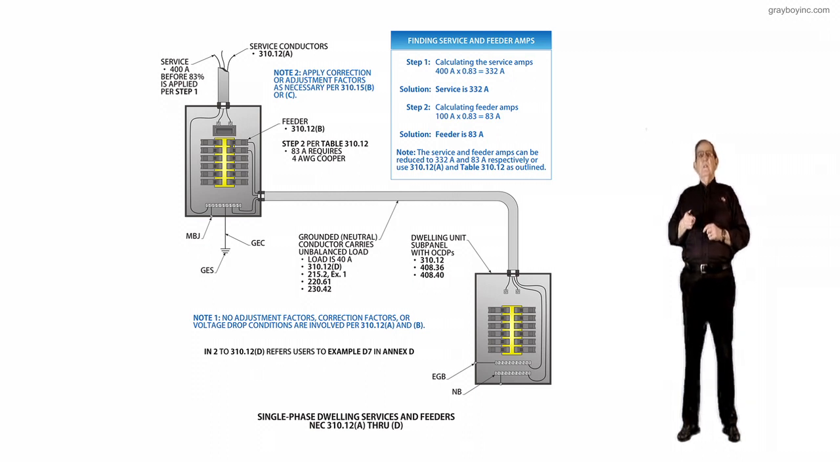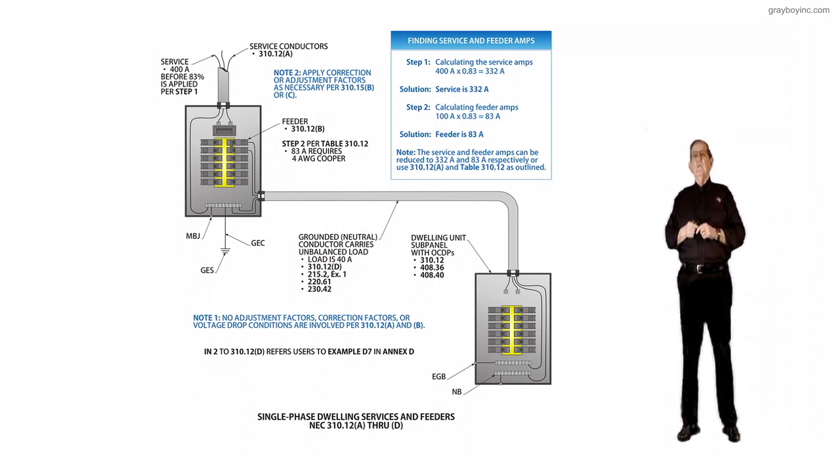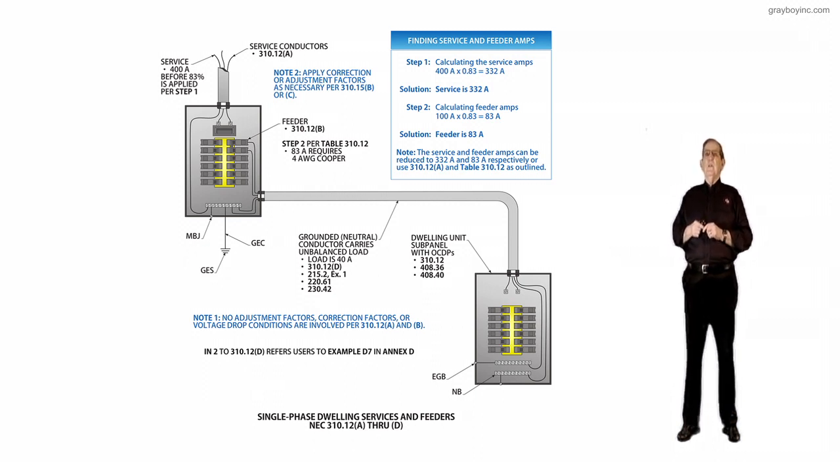Now notice, first of all, the service is 400 amp before the 83% has been applied per step one. You see that right to the left with the arrow pointing to the conductors. And then the service conductors is 310.12A.